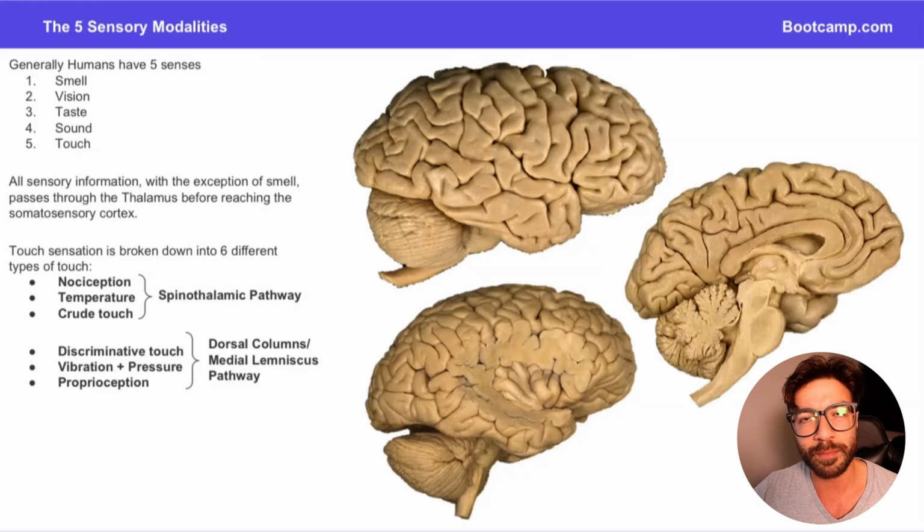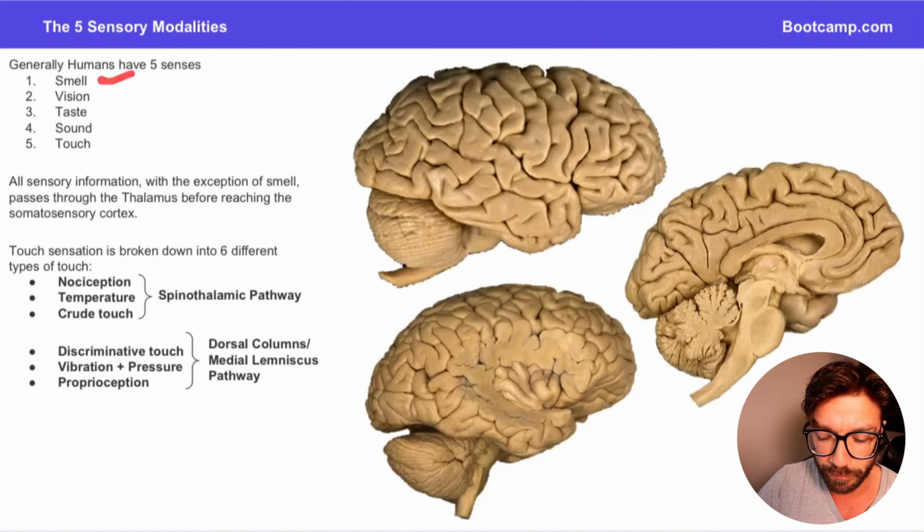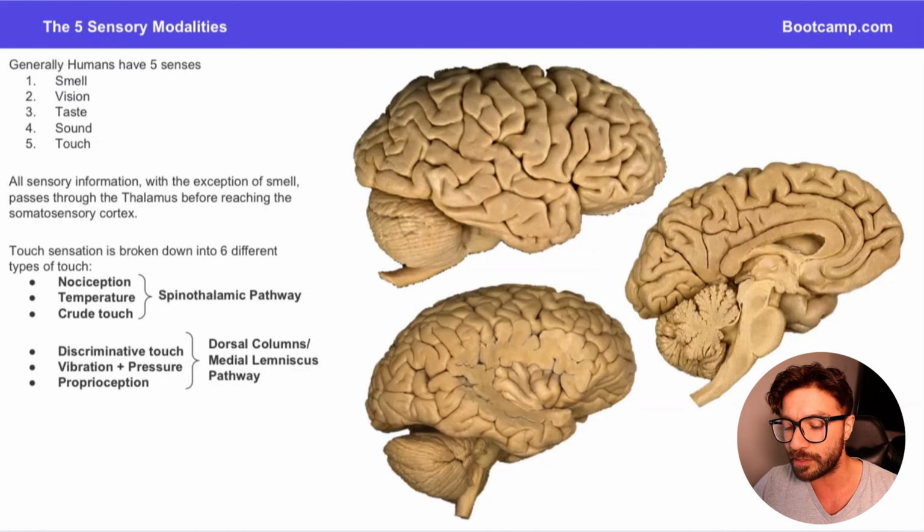So when we're talking about sensation, it's important to differentiate what type of sensation we're talking about. Now, sensation is broken down into 5 different senses. We have smell, vision, taste, sound, and touch. Smell, this is olfaction. This is going to be processed in our olfactory cortex, which is going to be found right here, found on the temporal lobe.